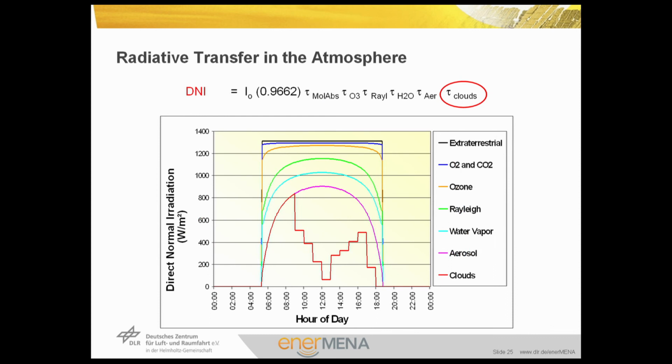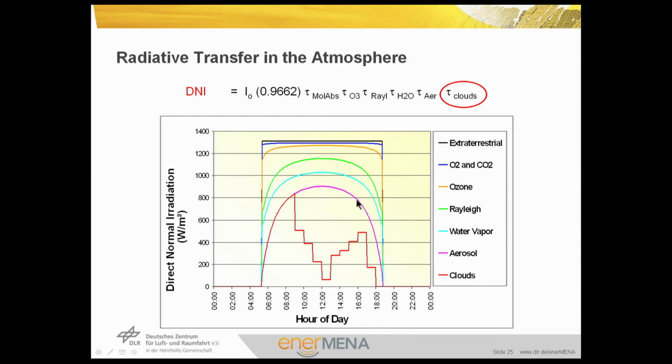On this slide, I want to make clear that a clear sky model excludes a very important factor, which is tau clouds. So we see the same equation for the DNI as before, but with the additional factor tau clouds. In the graph, we see DNI plotted versus the hour of the day. And we see different curves belonging to the irradiance at the top of the atmosphere, after the effect of oxygen and CO2, after the additional effect of ozone, Rayleigh scattering, water vapor, and aerosol scattering and absorption. So a clear sky model brings us to the magenta curve.